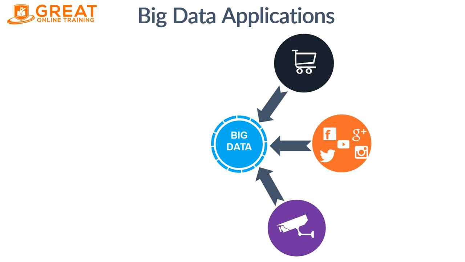The next one is CC cameras or CCTVs. If you look at the world, the number of CC cameras has also increased hugely. The data generated from these cameras is also very huge. This data is in the form of videos, and this is also big data, and analytics can be applied on it. It is mostly used in the crime department to track crimes that happened in the past.